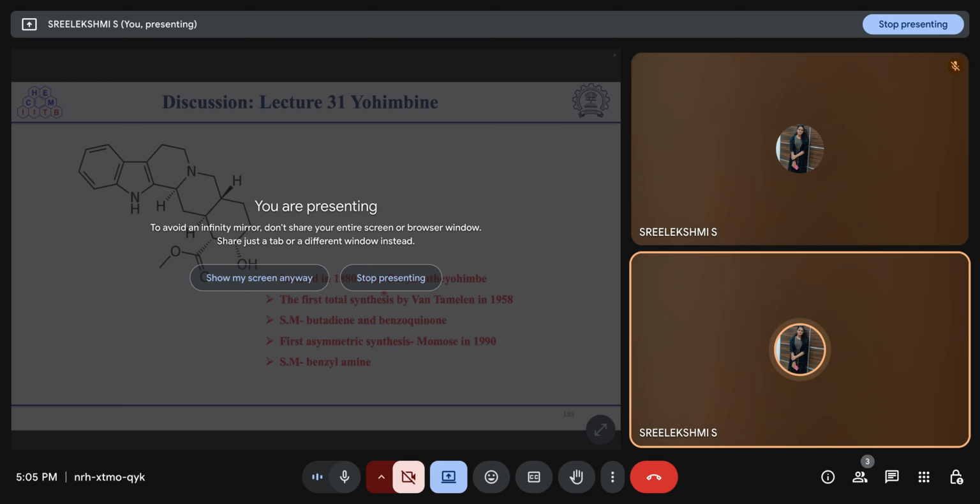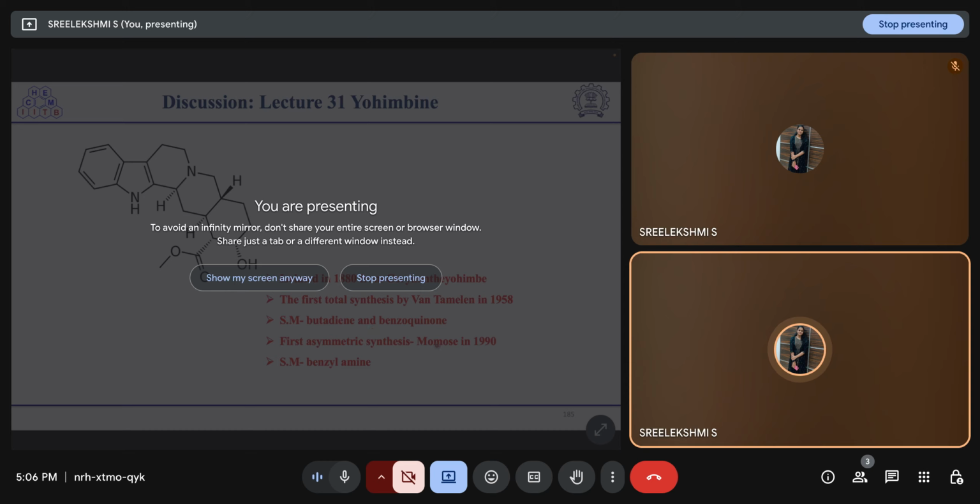The first total synthesis was reported by Van Tamelen in 1958, which is a racemic total synthesis, and the asymmetric part was done by resolution. This is almost similar to Woodward's total synthesis of reserpine, and he utilized butadiene and benzoquinone as the starting materials. They completed this total synthesis in 20 steps with 0.024% overall yield from the Diels-Alder adduct.